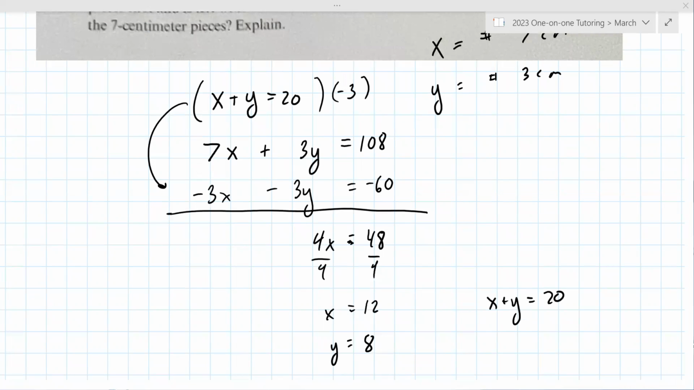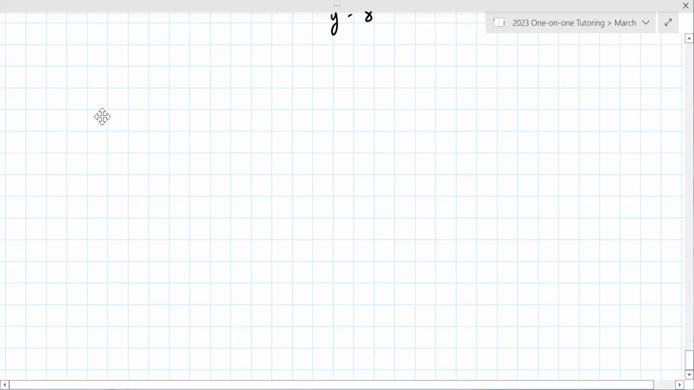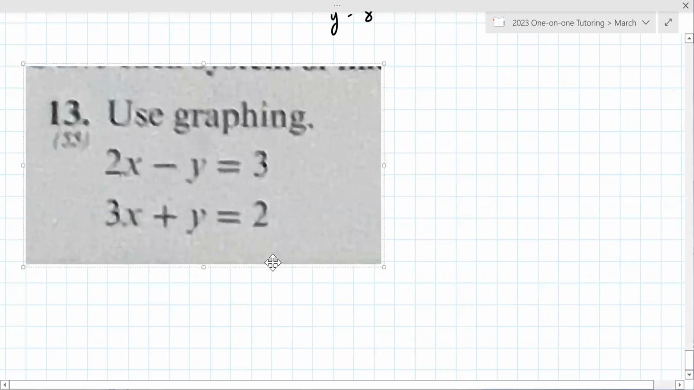Okay. Do you want us to do any of 13, 14, or 15, or go on to 16, 17? What would be best? We've got limited time here, maybe 1 or 2 more questions. We can just do 13 or 14 then. Okay. So 13 says, you must graph, thou shalt graph. Using graphing. Yeah, you have to graph.